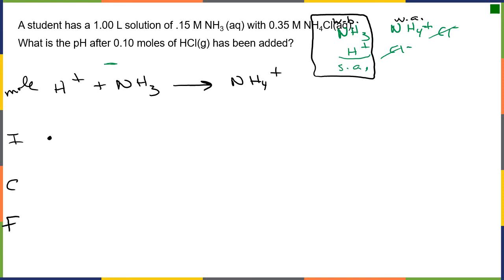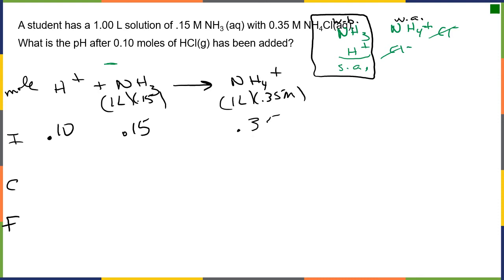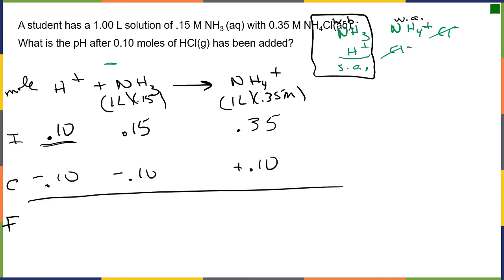Our moles here are going to be 0.1 for the H plus. This is still going to be 1 liter times 0.15, and that's going to be 0.15. I'm just going back to the original amounts. This is 1 liter times 0.35 molar, and that is going to give me 0.35. We need to figure out which is our limiting reagent, and that's going to be the smallest, so we're going to subtract 0.1. On the other side of the arrow, we have to make sure we add 0.1, so that now we have 0, we have 0.05, and we have 0.45.